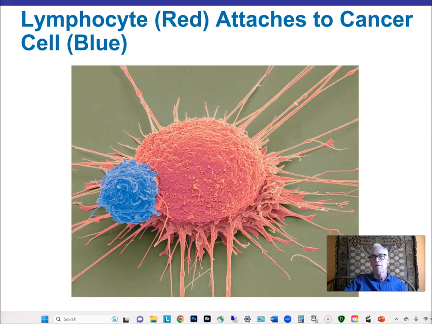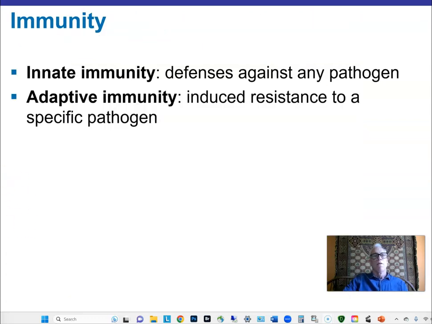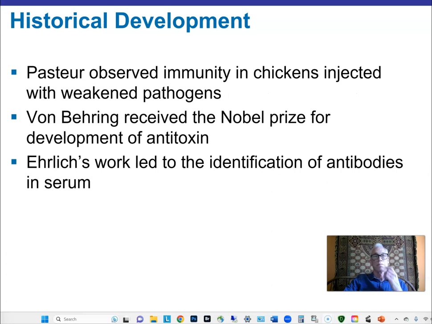There's our kickoff, a beautiful micrograph of a phagocyte. Actually, in this case, it's a cancer cell about to get killed by a lymphocyte, a natural killer cell or something like that. Okay, so we're going to look at this specific immune response system.